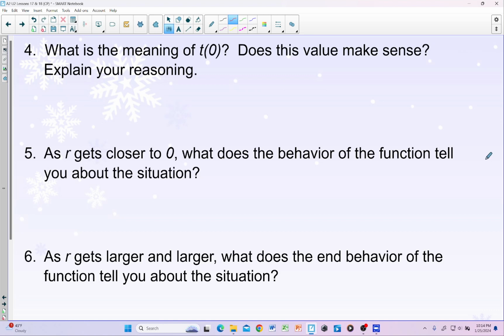All right, so these questions are basically just the ones that we just talked about. As r gets closer to 0, and what is the meaning of t of 0? We've talked about t of 0. Does this value make sense? No, right? So let's fill this in. Now that we've done this, we know that 10 divided by 0 is undefined.